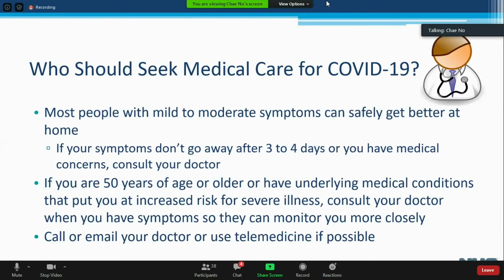And if you have telemedicine, a lot of the insurance companies are supporting telemedicine. Call or email your doctor and use telemedicine. Thankfully, through the city, I have telemedicine. It's been pretty useful. And it's nice. You don't have to step outside. You can just talk to your doctor in the living room. It takes out the hassle. It's nice.